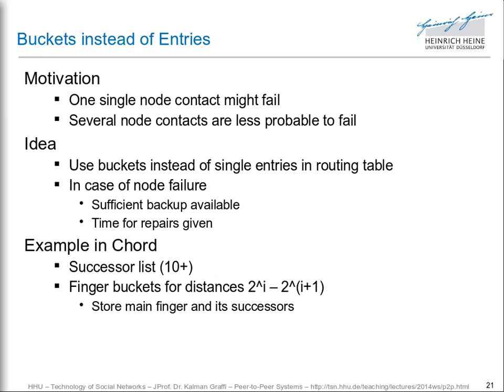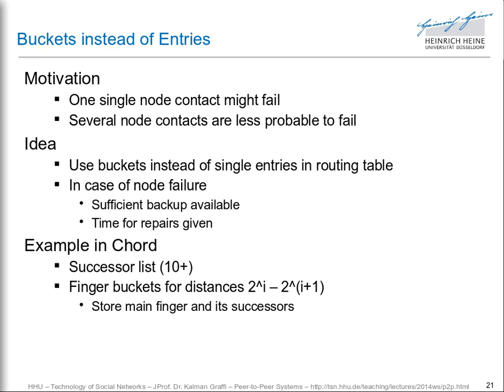Okay, the idea is yes, to use a bucket instead of single entries in a routing table. And in case of a node failure, we have enough time to back up this bucket. Okay, yes, an example we have here with Pastry and Kademlia. Kademlia got buckets instead of one entry, so it improves its robustness.